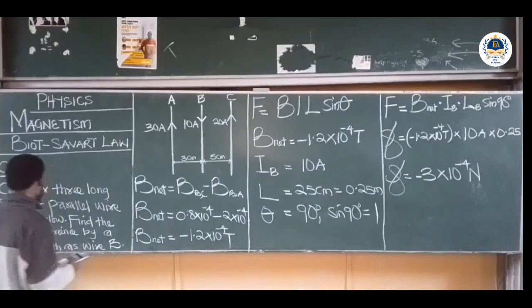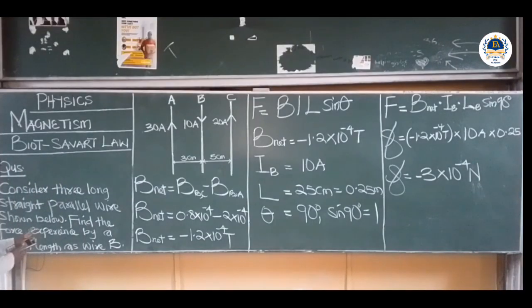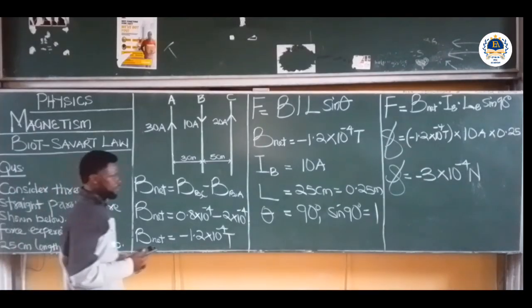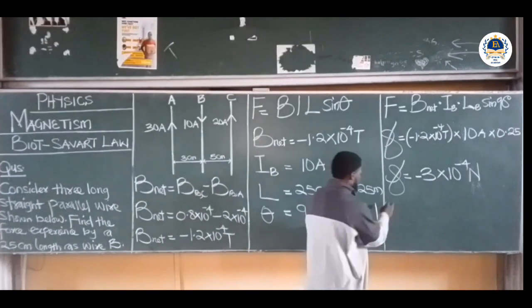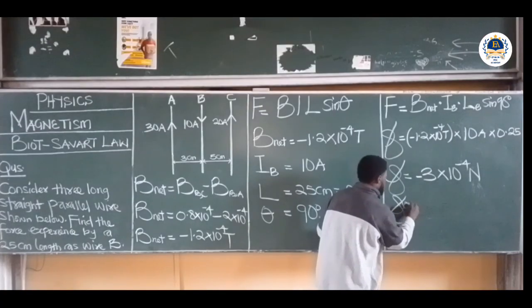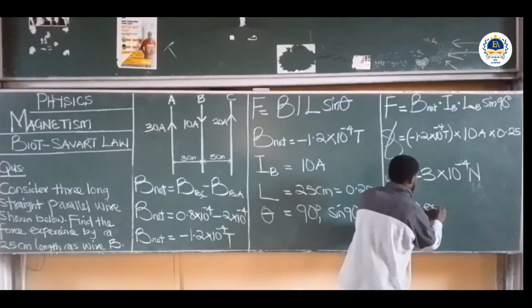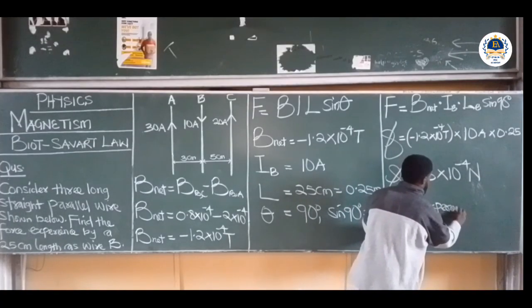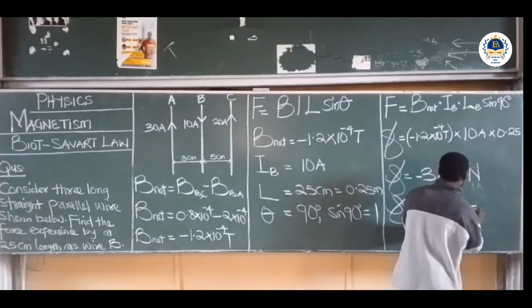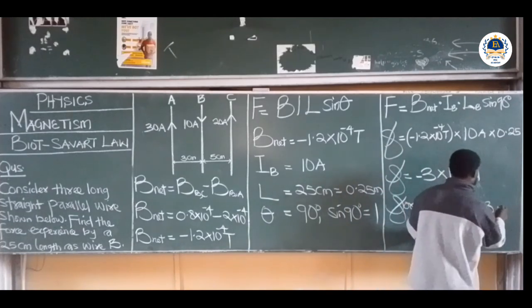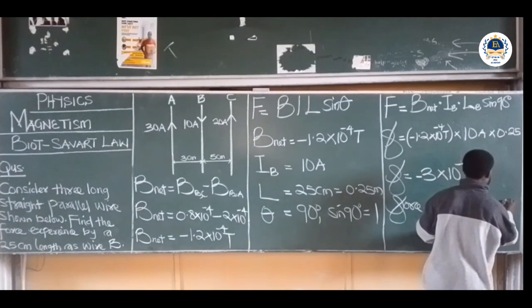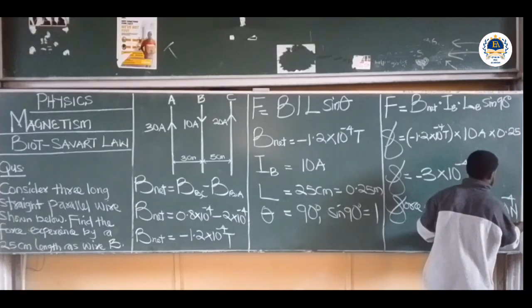So from the question, we were required to find the force experienced by a 25 centimeters length of wire B, and the force experienced is equal to 3 times 10 raised to the power of minus 4 Newton.